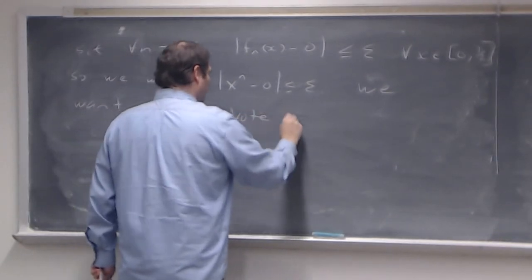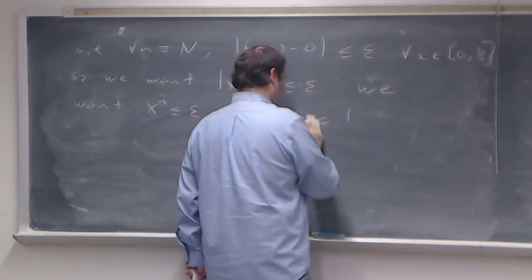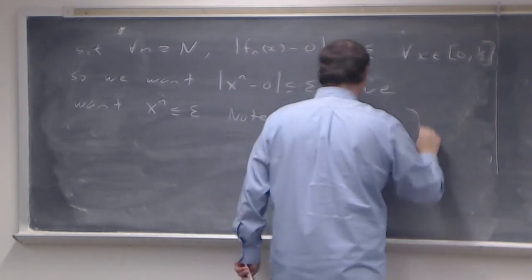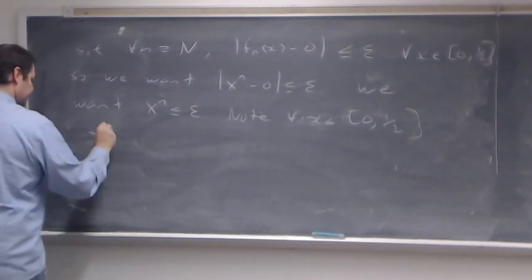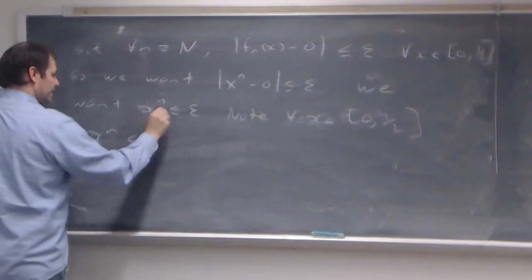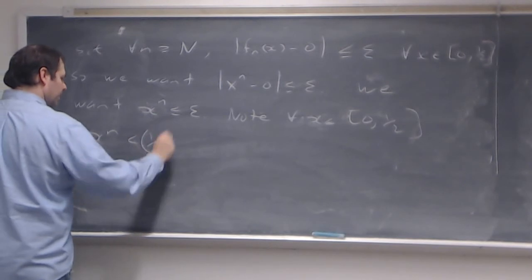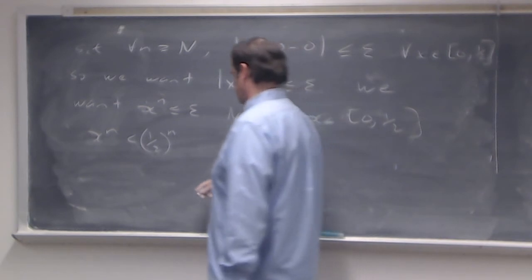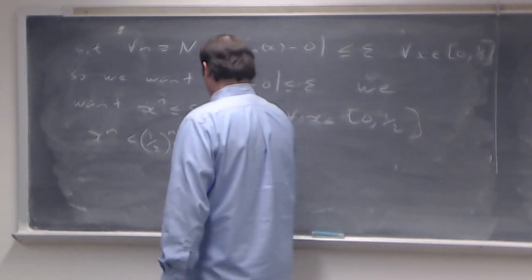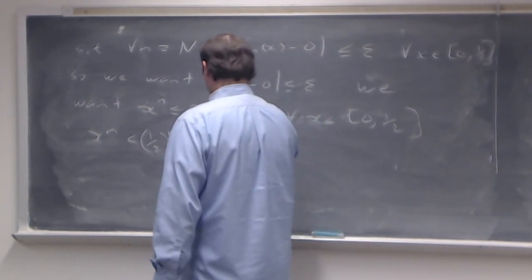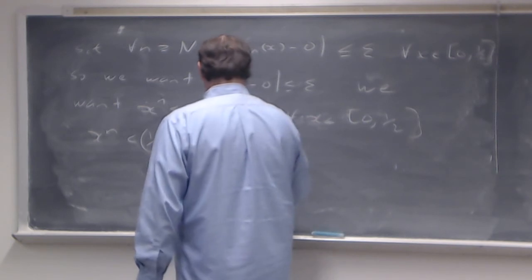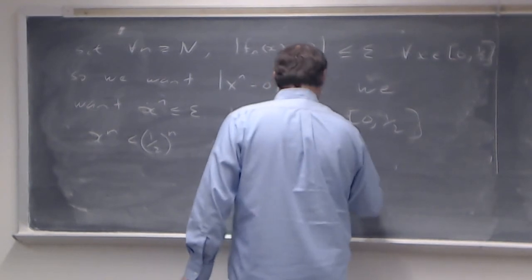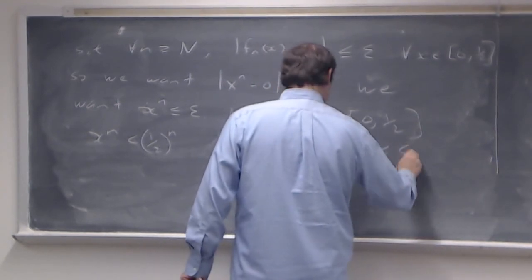Note, for all x element of 0 to 1/2, we know that x sub n, as I said, will be less than 1/2 to the n. So if we can show that 1/2 raised to the n is going to be less than epsilon, then we're good. So we want 1/2 raised to the n to be less than epsilon.